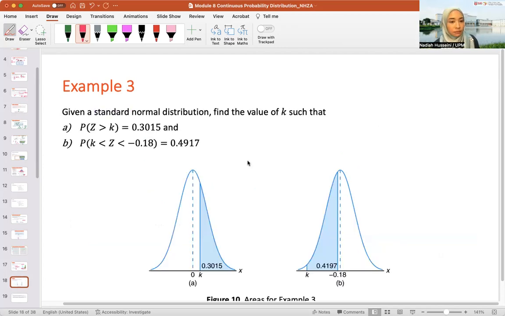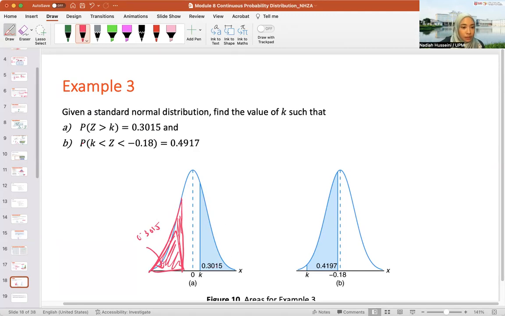Okay, moving on to example number 3. Given a standard normal distribution, find the value of k such that the probability of z greater than k is 0.3015. Immediately I know that this is supposed to be less than the mean. Oh, sorry, here they already labeled it. If they did not label it, I can assume it was in this portion. Remember, it is symmetrical. Since the probability of z greater than k is 0.3015, it makes sense that it is on this region.